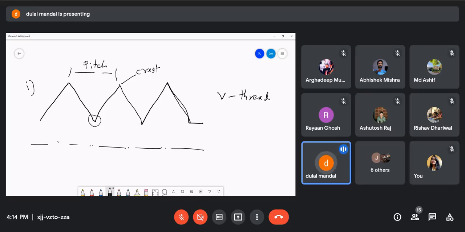I'll tell you what the pitch and the crest are and how they are located. Actually, you would have learned this in the first semester itself, but unfortunately you have not. Okay, clear. This angle is 45 degree, and this angle is also 45 degree.